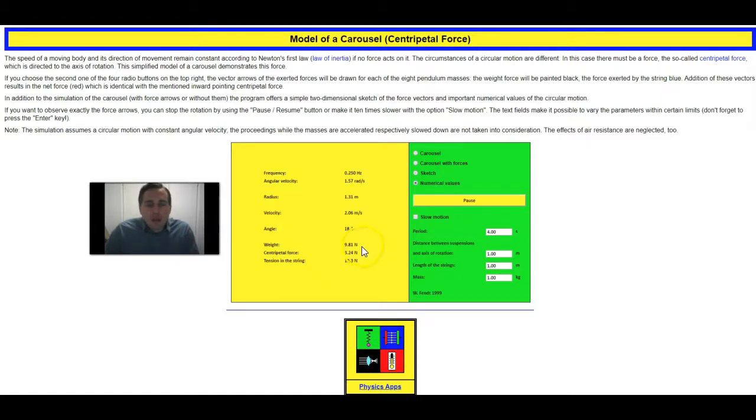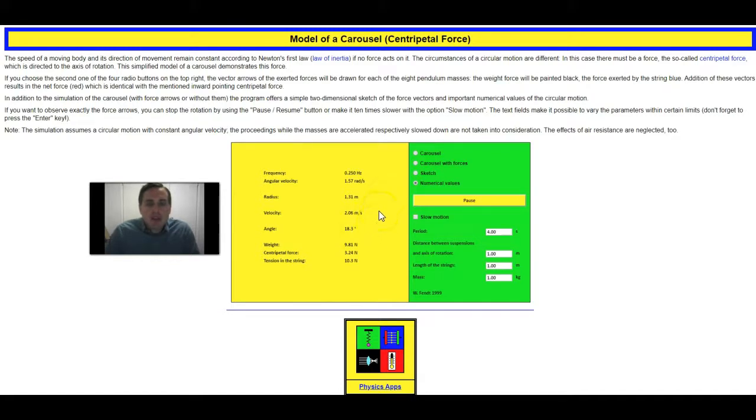Going on down from here, if it's a 1 kilogram mass, the weight should be about 9.8, or more exactly 9.81 newtons. The centripetal force is going to be, again, mv squared over r. So if you take this velocity squared, 2.06 meters per second squared, times 1, and then divide by this radius of 1.31 meters, I guarantee you'll get 3.24 newtons. And thus the tension in the string is 10.3 newtons.